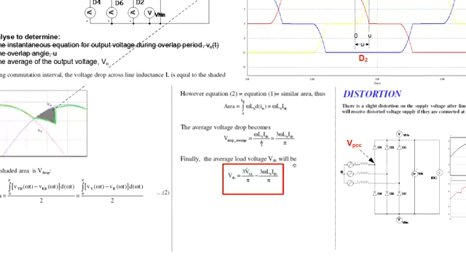Finally, the average voltage can be described by this equation, which is 3 V peak line to line over pi. As I mentioned earlier, this is the voltage equation without the source inductance, no Ls. Then you subtract the missing area here. That gives you the average load voltage Vdc.